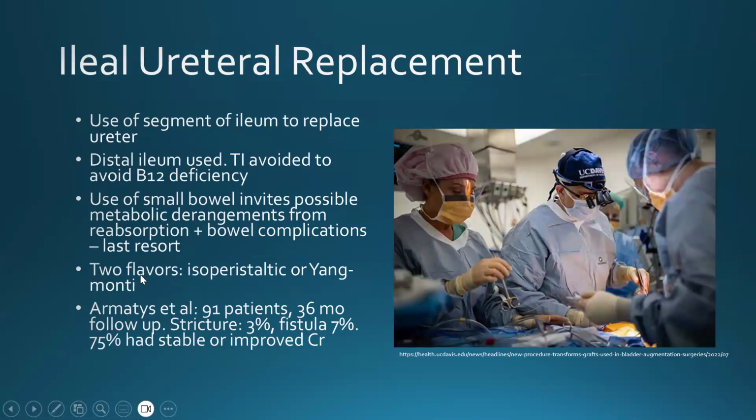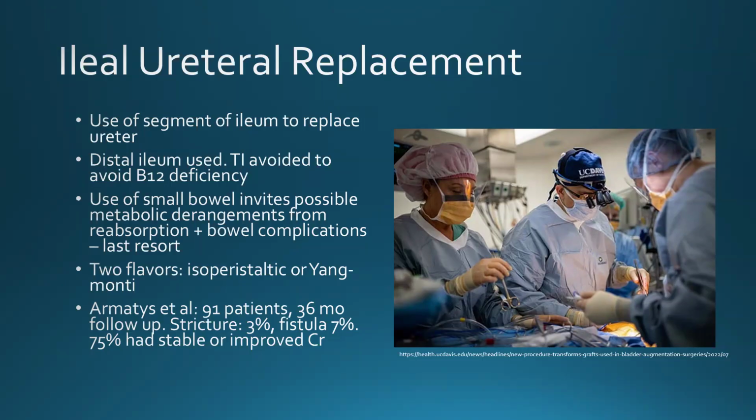And then in addition to the buccal graft, we can also contemplate utilizing bowel as a means of ureteral replacement, specifically ileal tissue. When we utilize the ileum, typically the distal ileum is used and the terminal ileum is avoided in order to avoid issues with absorbing B12 and B12 deficiency.